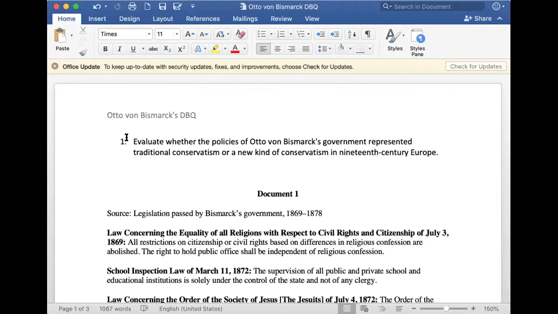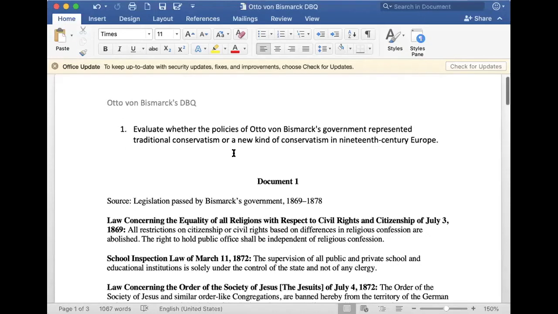This is the prompt. Evaluate whether the policies of Otto von Bismarck's government represented traditional conservatism or a new kind of conservatism in 19th century Europe. With this prompt, there are a few things you need to take note. First of all, what is it asking? It's asking you to evaluate whether or not Bismarck's government was a traditional conservative government or a new kind of conservative government. And if that right now doesn't make any sense to you, it's okay. Hopefully it'll make more sense as you go through the documents, but I'll try and walk you through that.